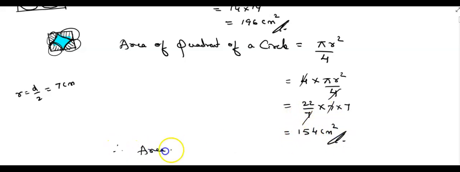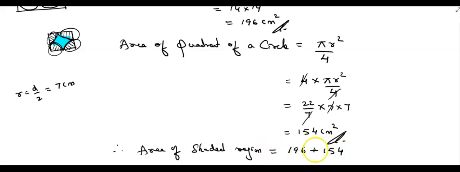Therefore, area of shaded region is equals to 196 plus 154. So what we should do here, in the area of the shaded region, right? So what is the area of the square? This square is 196 centimeter square.